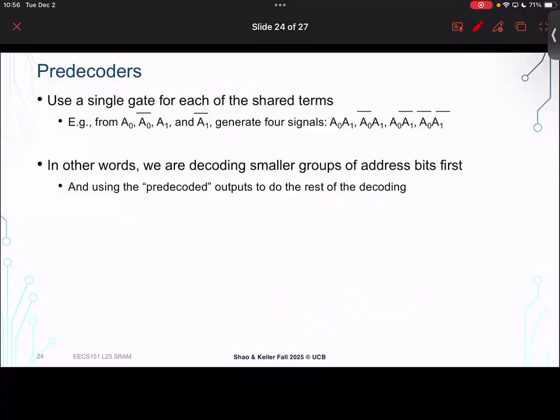In particular, we'll take, for example, the first 2 bits. We have A0, A0 bar, A1, A1 bar. And we're going to AND those together in all 4 possible combinations first. And then we're going to use the output of that in the subsequent stages of the decoder. We're factoring out that common logic that's redundant across many, many different rows of the decoder and moving it into this predecoder stage.